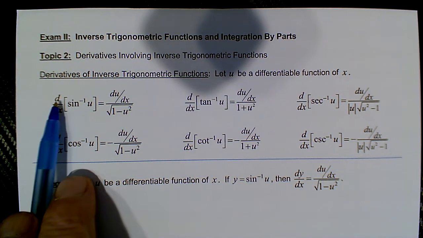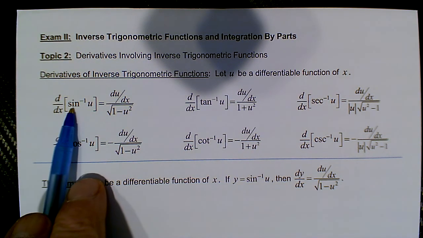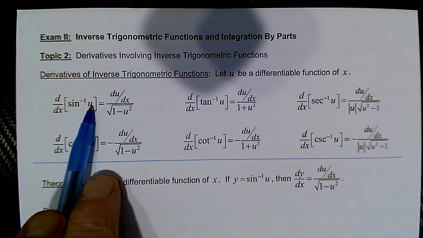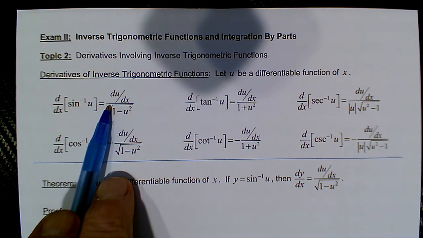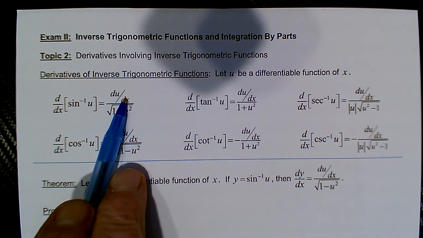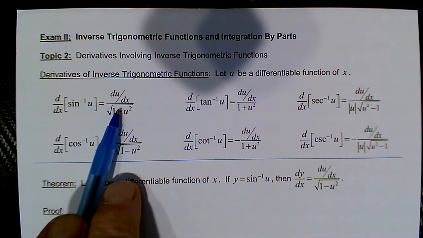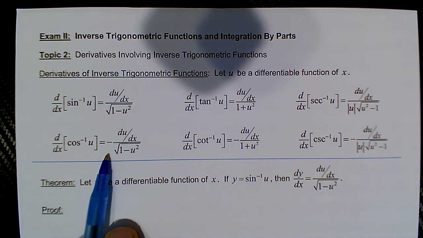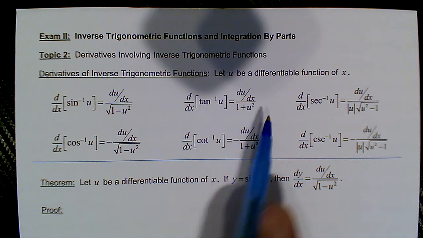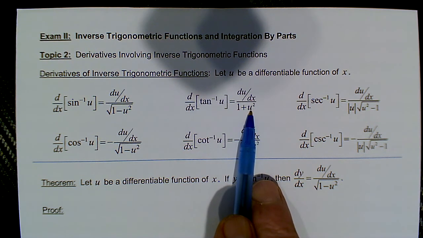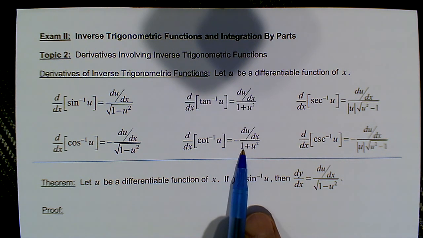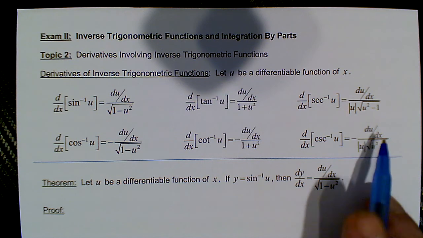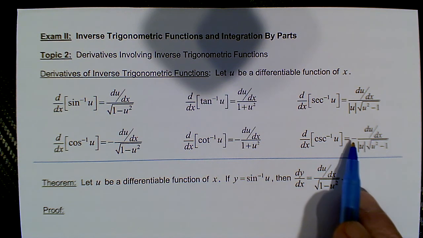You just have to understand our notation, the derivative with respect to x of this type of thing. So the inverse sine of a function of x. So we just basically have to fill it in. It's du dx, the derivative of our u, over the square root of 1 minus u squared. Then you can see the inverse cosine is just the opposite of that. We have the formula for inverse tangent. Inverse cotangent is just the opposite of that. And our formula for inverse secant. And the inverse cosecant is just the opposite of that.